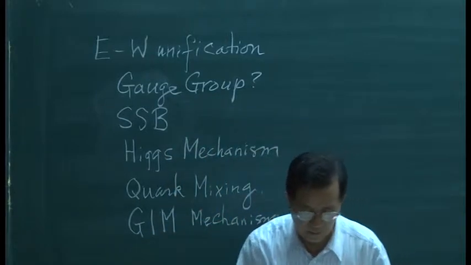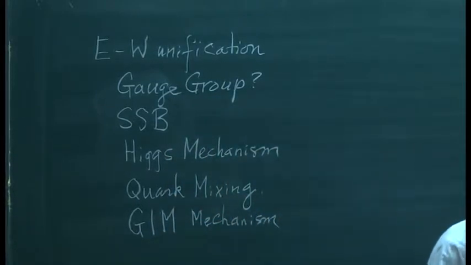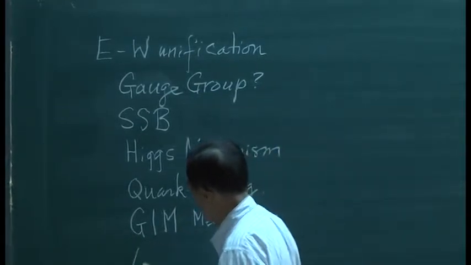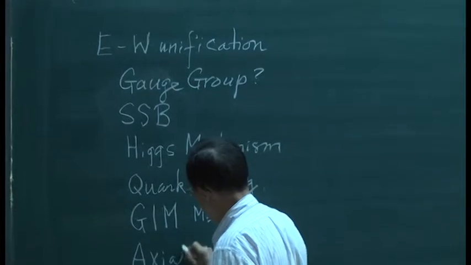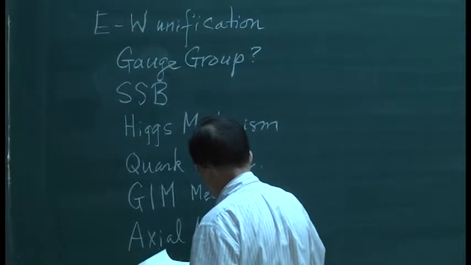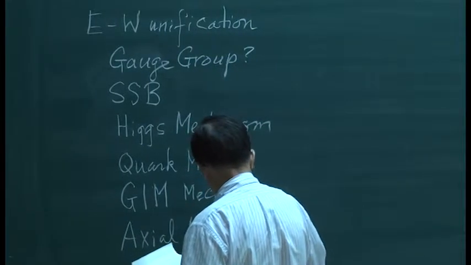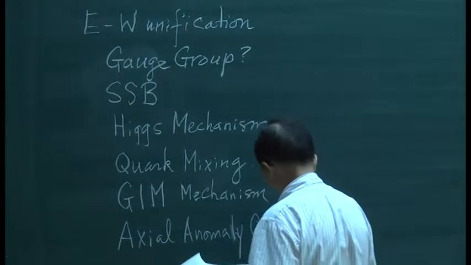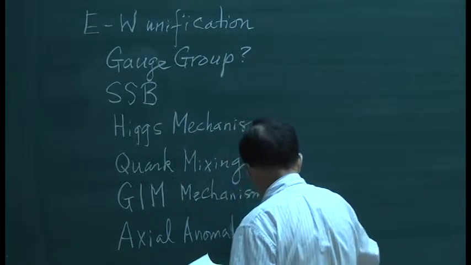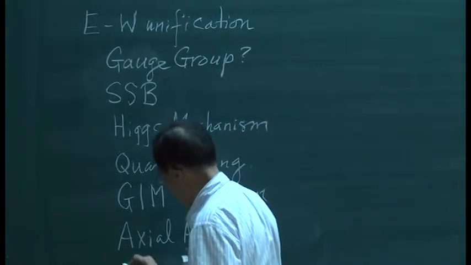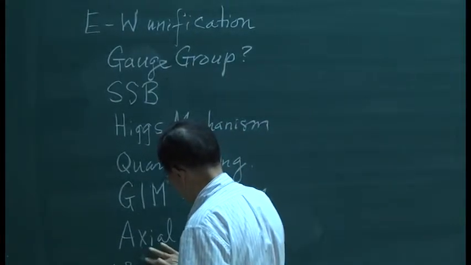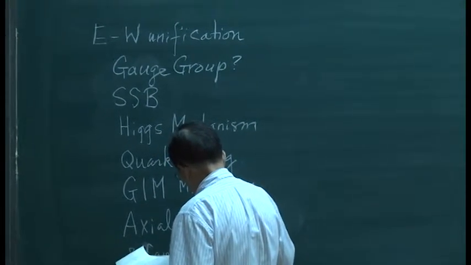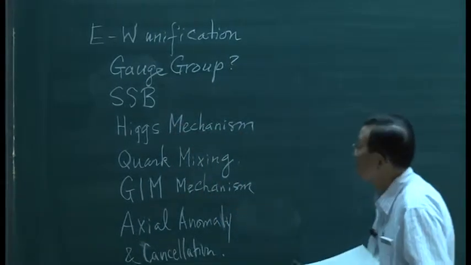This is a way to avoid flavor-changing neutral currents. And then finally there will be a mention of the axial anomaly. Okay?